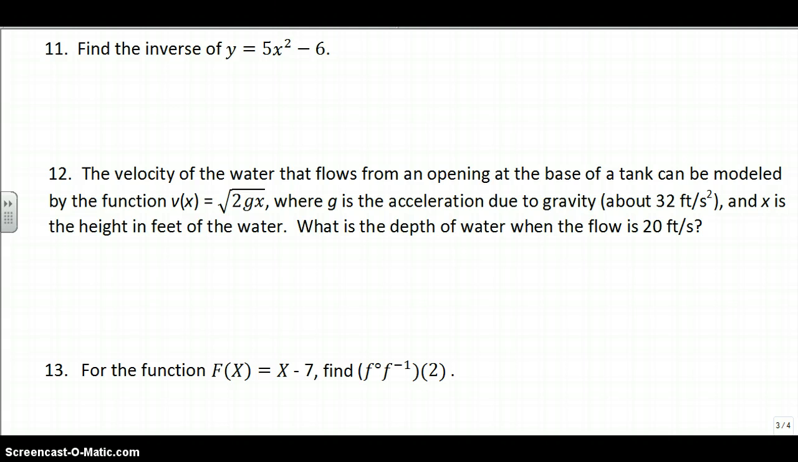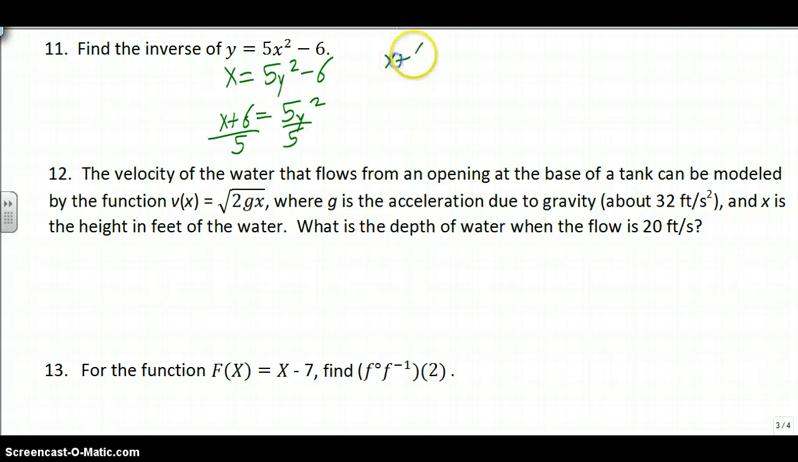All right, so number 11, find the inverse of this equation. Well, flip the x and y. It's not that difficult. Then you just have to get y by itself, so add 6 and divide by 5. Probably just going to leave it over 5 like that. Doesn't really bother us too much.